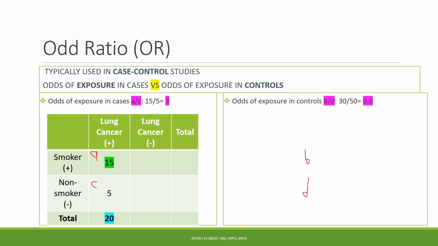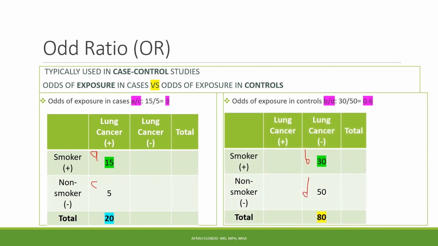All right, let's go to the odds of exposure in the controls. I will put here the 2 by 2 table, leaving only the non-cancer patients. To calculate the odds of the controls, we divide B by D, because we are just studying non-cancer patients, right? So we focus on that column. We divide the 30 by 50, which is 0.6.